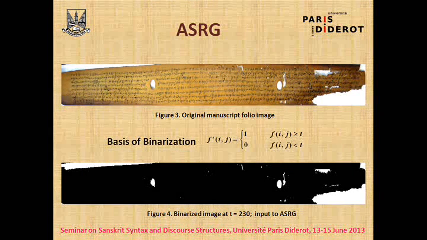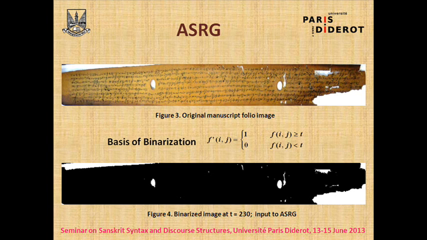Computation of damage in the manuscript folios is recommended before handing over the folios to researchers. The damage status report plays a vital role in specifying a manuscript preservation policy. ASRG is an automated status report generating system that employs binarization for computing the amount of degradation of a given folio. Figure 3 is a snapshot of a manuscript folio by a digital camera, whereas Figure 4 is its binarized image, which serves as the input for computing the degradation.